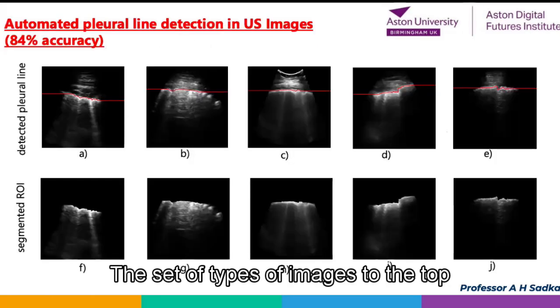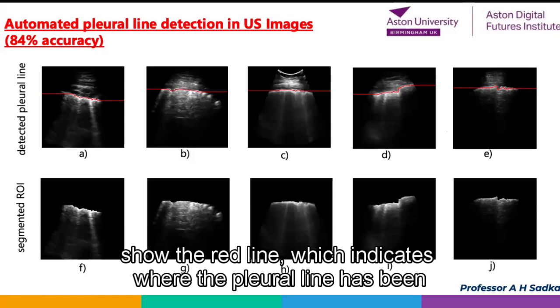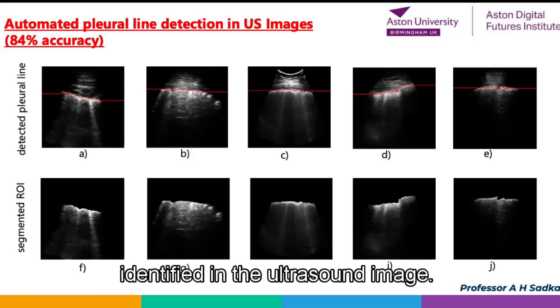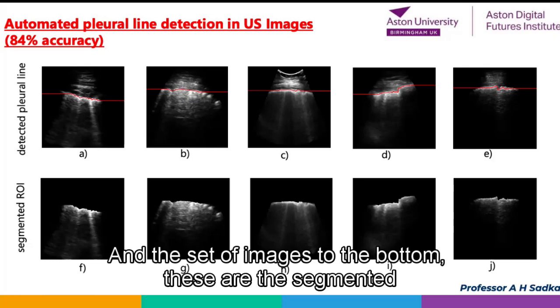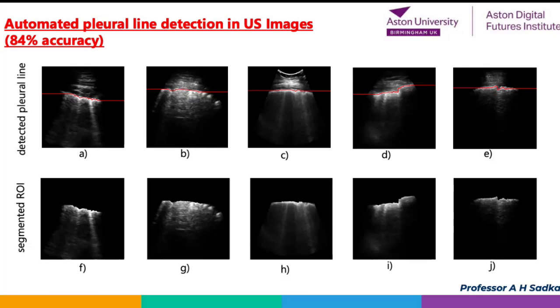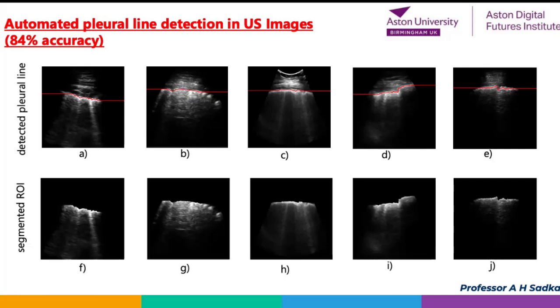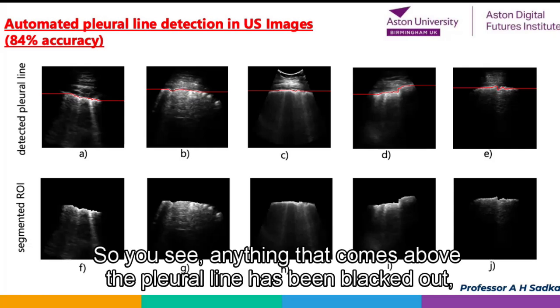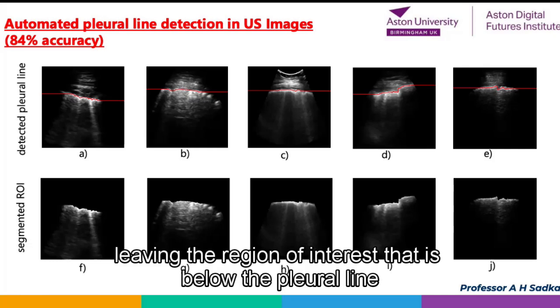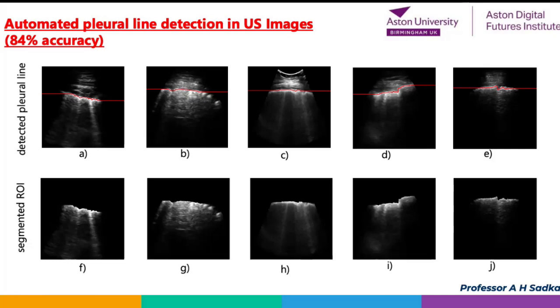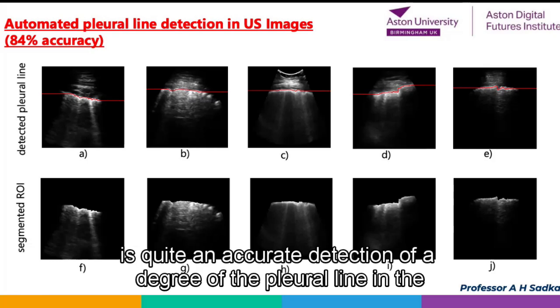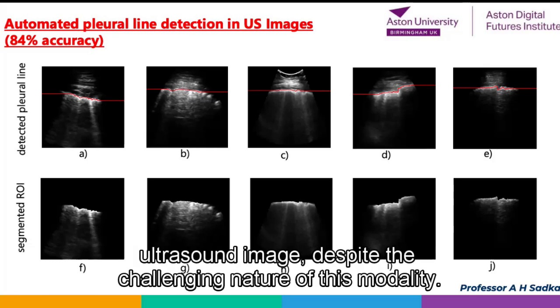The set of images to the top show the red line, which indicates where the pleural line has been identified in the ultrasound image. And the set of images to the bottom, these are the segmented images, after ignoring anything that comes over the pleural line. So you see anything that comes above the pleural line has been blacked out, leaving the region of interest that is below the pleural line. This is quite an accurate detection, you would agree, of the pleural line in the ultrasound image, despite the challenging nature of this modality.